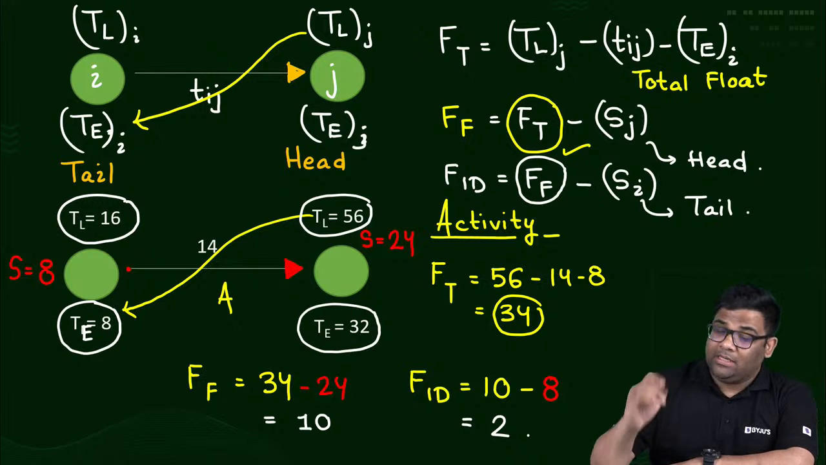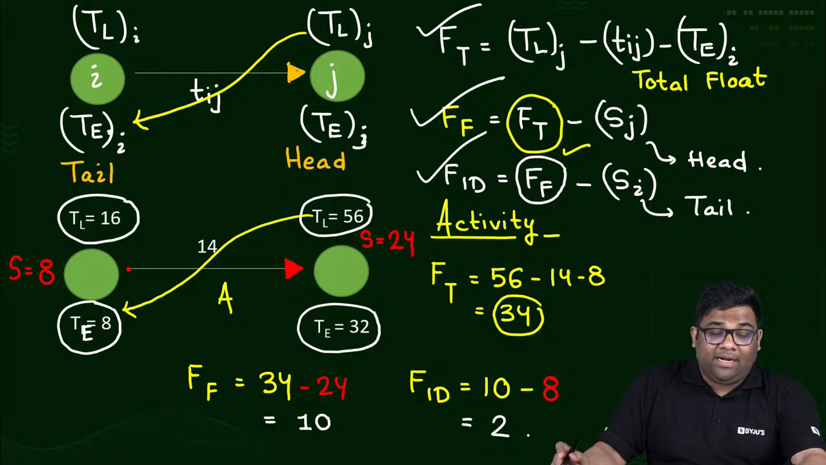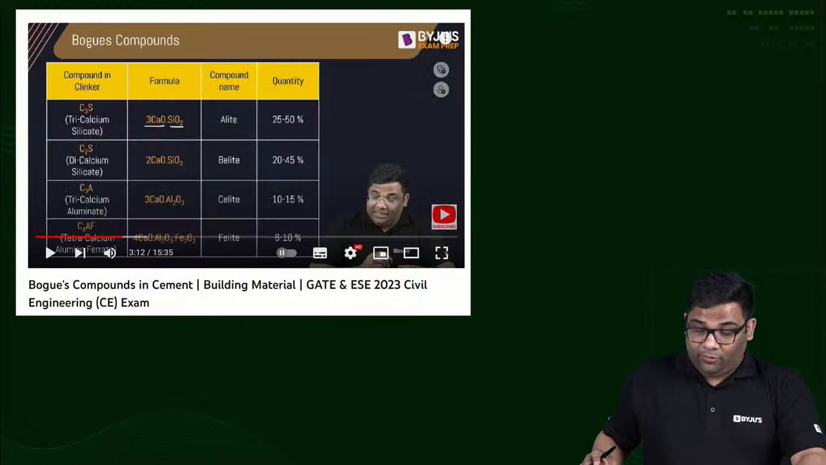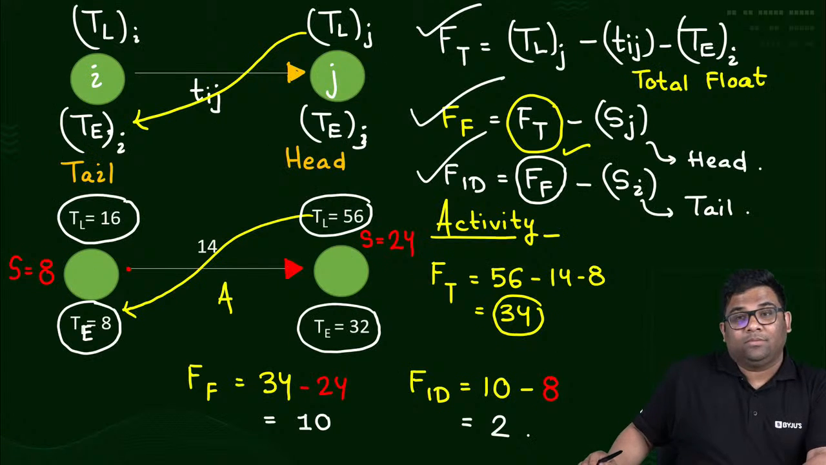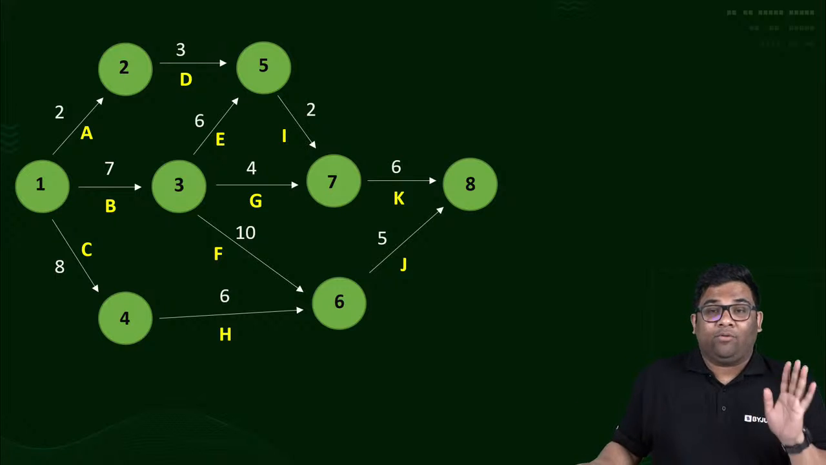You can find out the total float, free float, and independent float. We'll solve one question at the end of the session. This is the network.